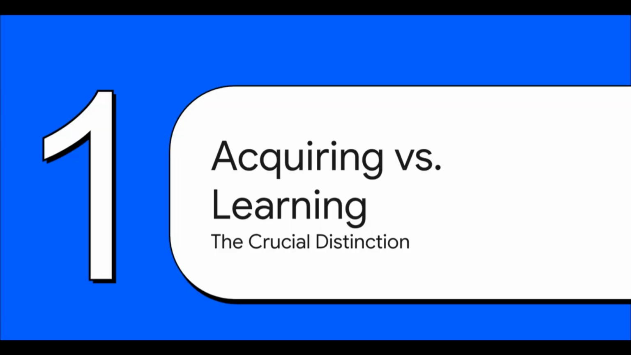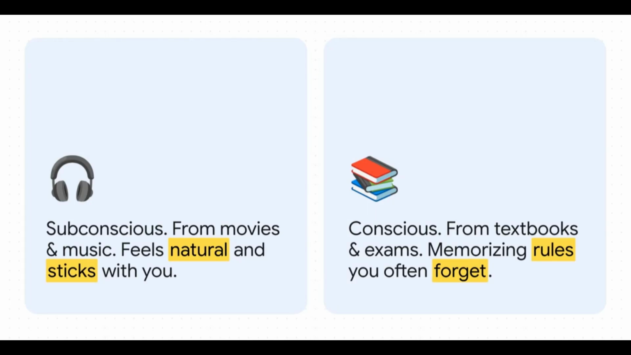All right, first up, and this is the absolute cornerstone of the whole model, is this crucial difference between acquiring a language and learning one. Now, they sound like they're the same thing, but in Krashen's world, they are 2 totally different paths. So what's the difference, really?